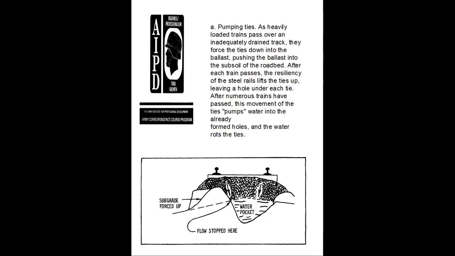Pumping ties: heavily loaded trains passing over a track with inadequate drainage force ties down into the ballast, pushing the ballast into the subsoil, and the ties rebound after each train passes, given the resiliency of the steel rails.